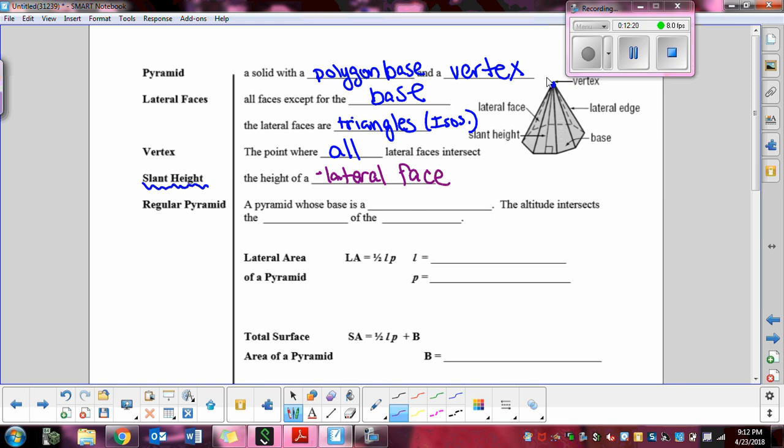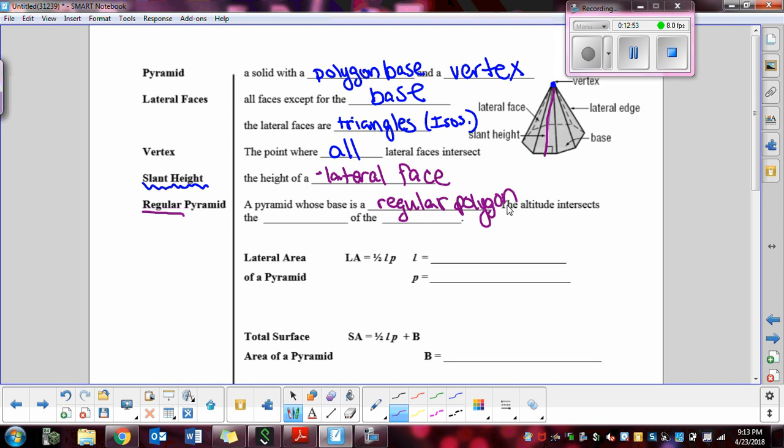So this is going to be the slant height right here. Remember this. And the symbol for this is an L. It says a regular pyramid. Remember, this word regular means all my angles and sides are equal. A pyramid whose base is a regular polygon. Maybe a square, in this case maybe a hexagon. I don't know how many sides it has.